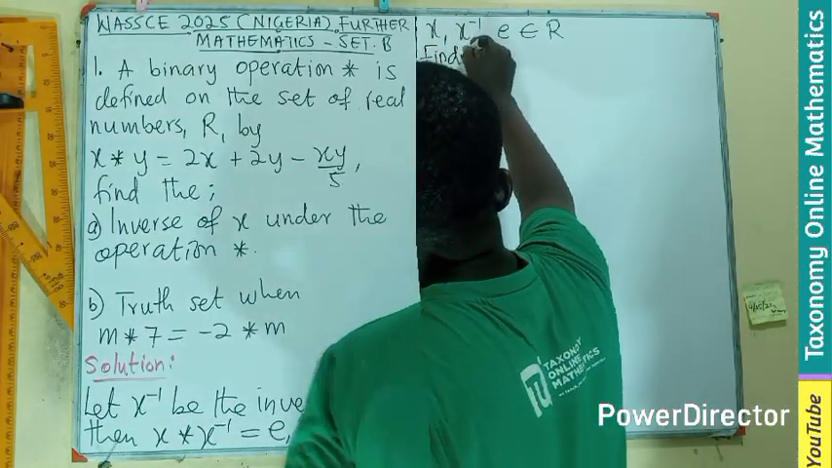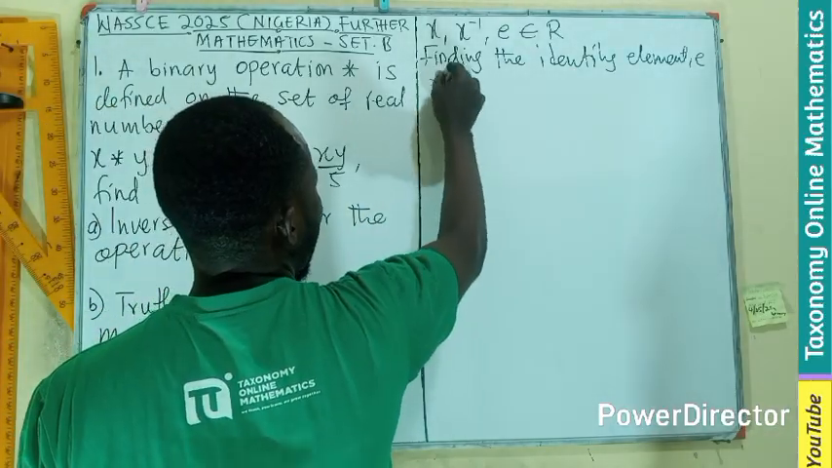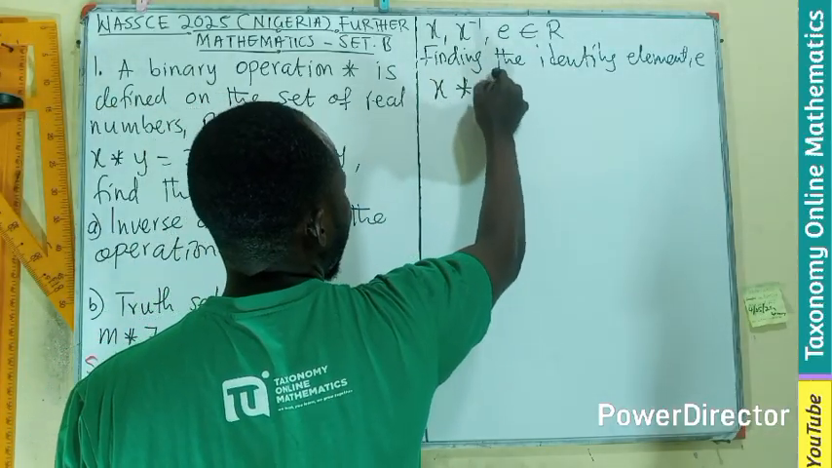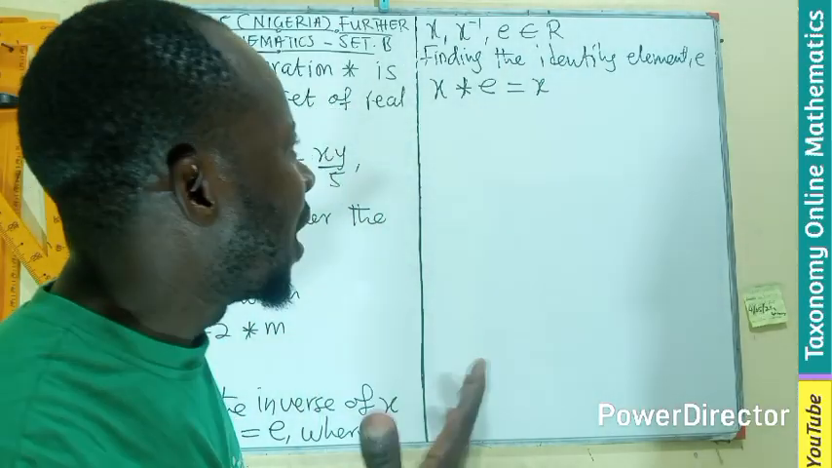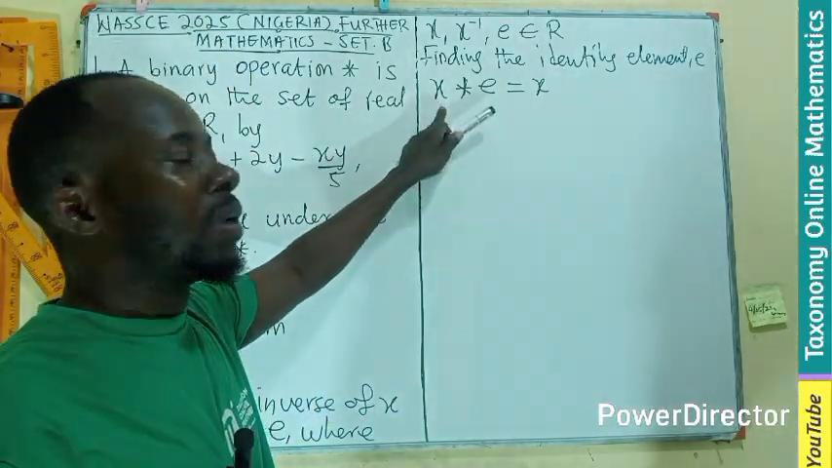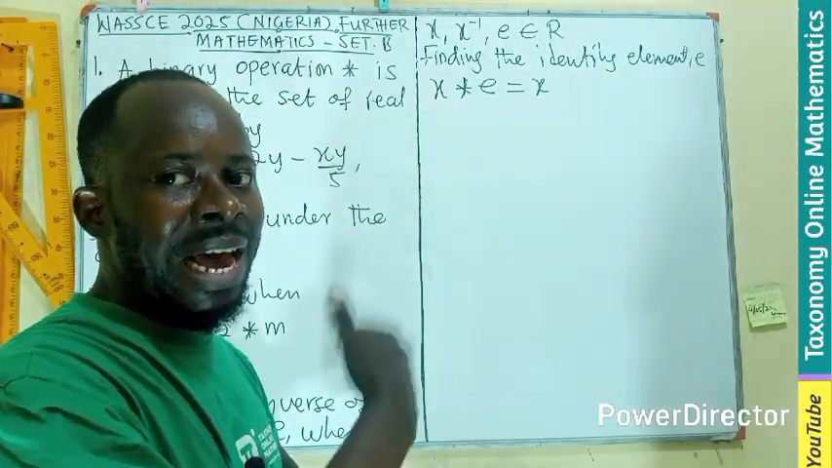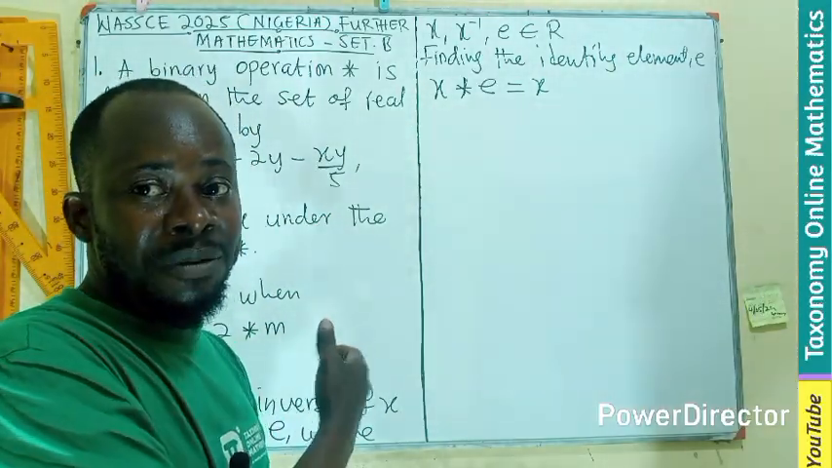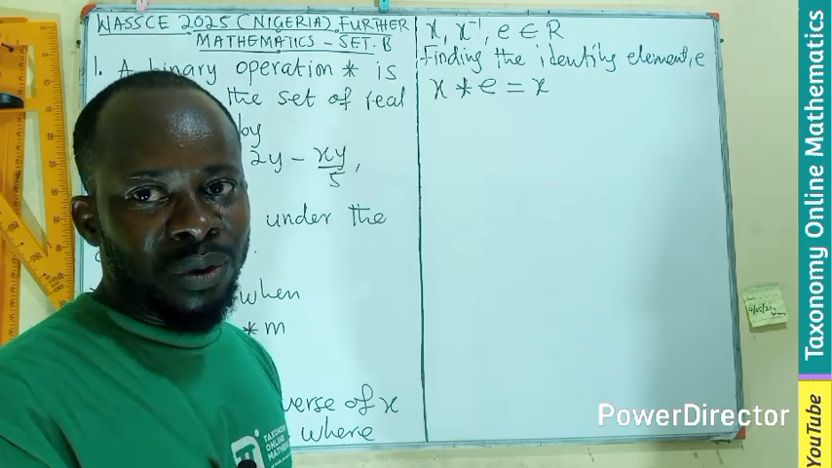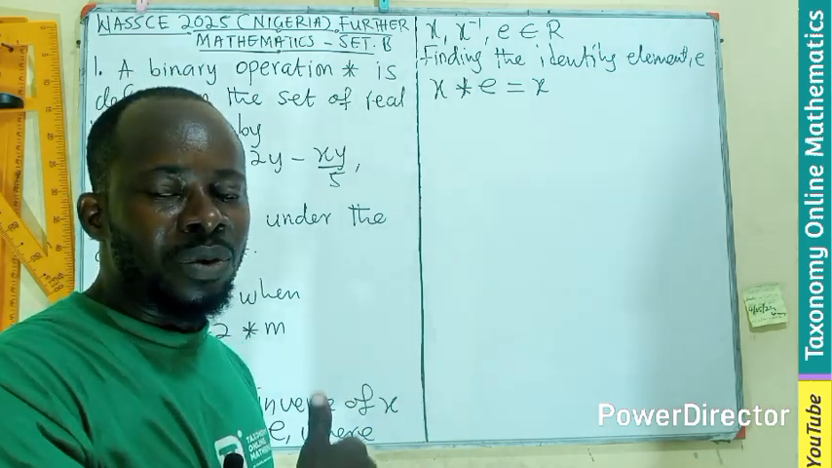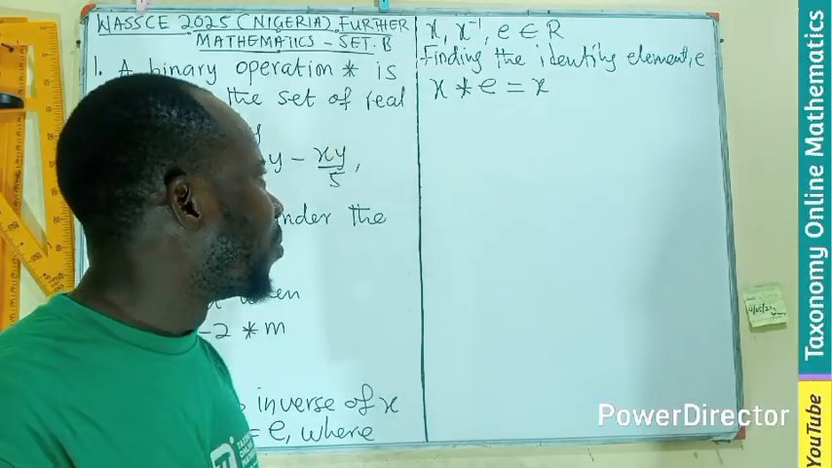In finding the identity element e, we know that when x is operated on by the identity element, it will give us back x. Any number operated on by e should give us back that number. That is the identity element. I dealt with this comprehensively under the topic binary operation. You can check that on YouTube under the playlist binary operation.